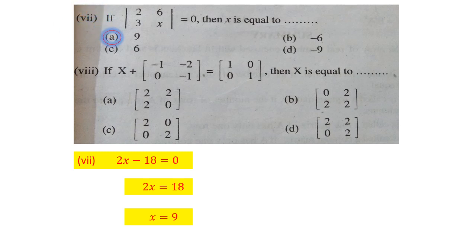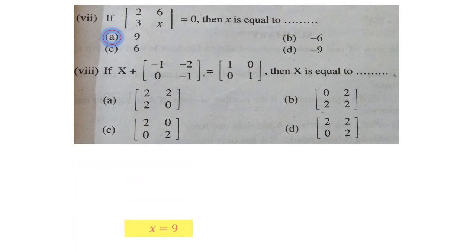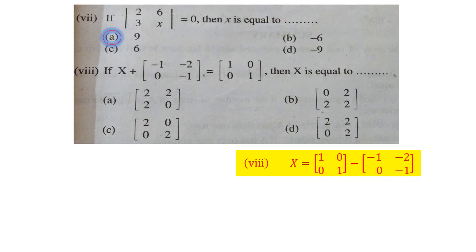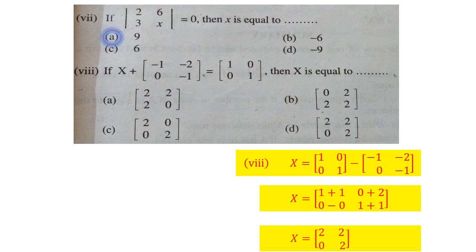Now part 8. If x plus this matrix is equal to this matrix, then x is equal to. Again we solve this question. First of all, we shift matrix on the left hand side to the right hand side and then subtract these two matrices. And after solving we have x matrix. So option D is correct.